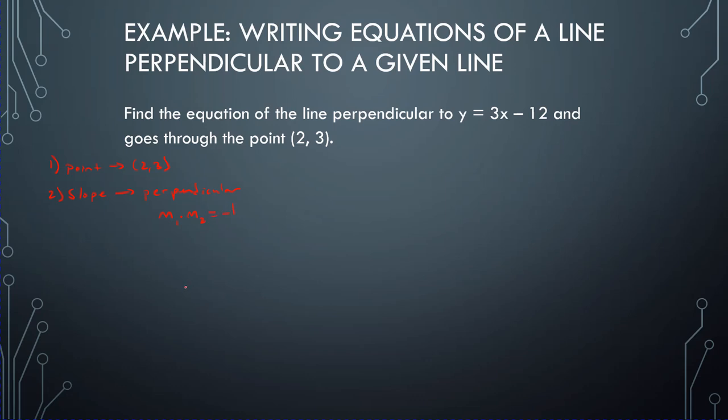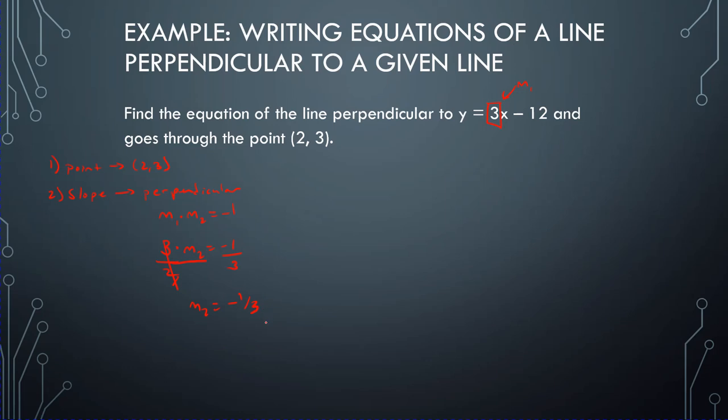This right here is my m1. This is the slope I'm given. So the perpendicular line is going to have slope m2. So I'm going to replace: 3 times m2 equals -1. Then I'm just going to divide both sides by 3. And look, the slope m2 is equal to -1/3.